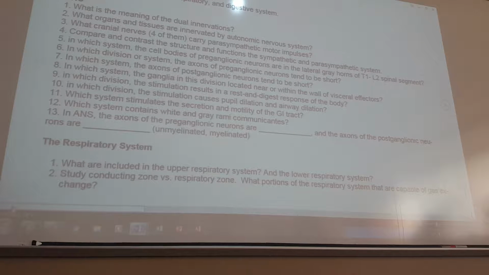Autonomic nervous system: three multiple choice questions, and the remaining nine are matching, A sympathetic, B parasympathetic. So what is the meaning of the dual innervation?